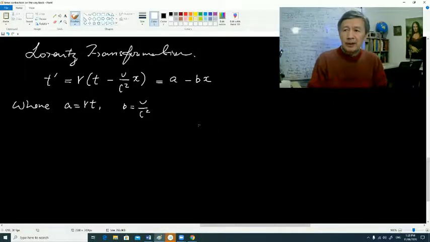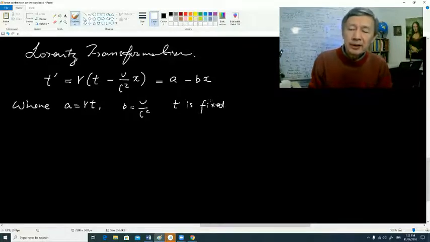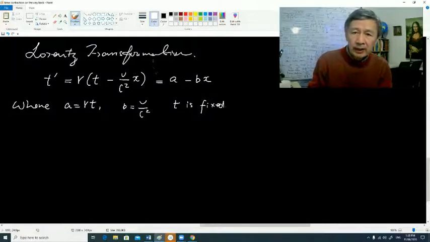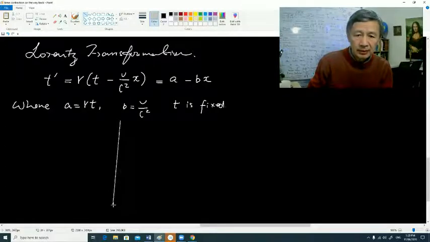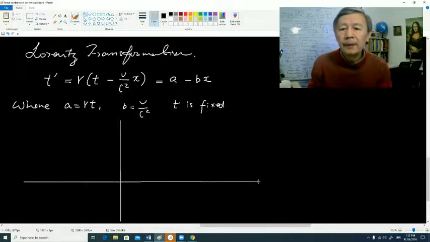Now for a fixed t, where t is a fixed constant, this would be very simply a linear equation, right? So we can draw a graph of this function. Let me draw: this is our vertical axis, and this is the horizontal axis.